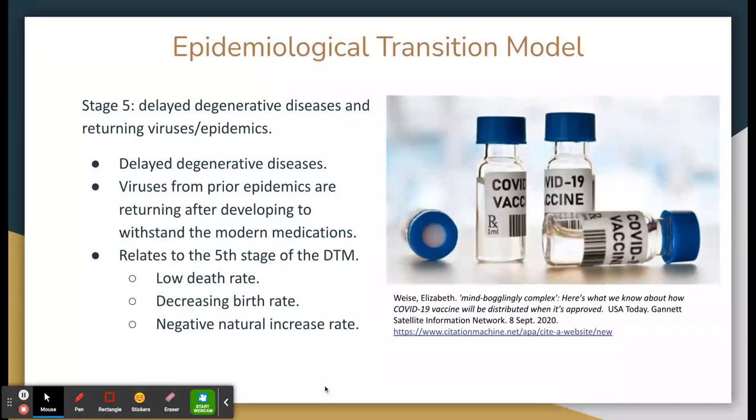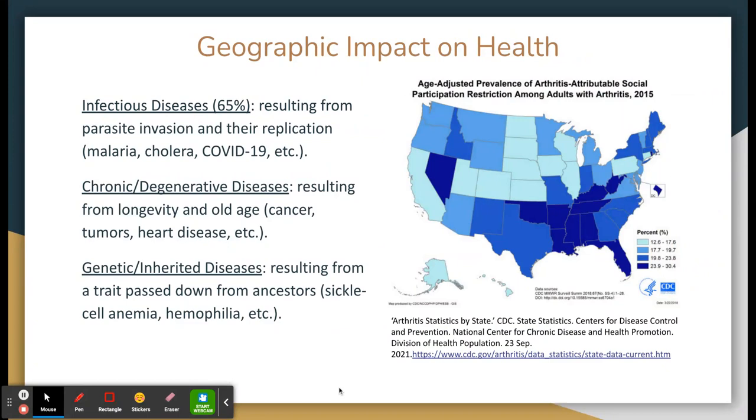Moving on from the ETM, we will now discuss different categories of diseases. There are infectious diseases, chronic or degenerative diseases, genetic or inherited diseases. Infectious diseases result from parasitic invasions and their replication. For example, malaria, cholera, and COVID-19.